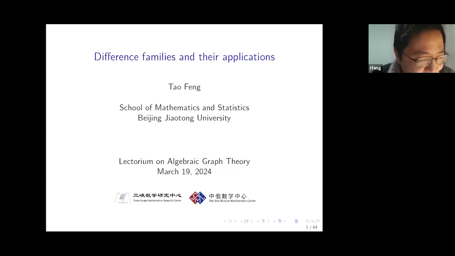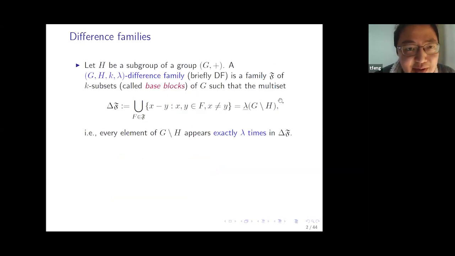My talk is on difference families, and actually, I will only speak about a few applications, not too much in this lecture this time. First, let us see the definition of a difference family.